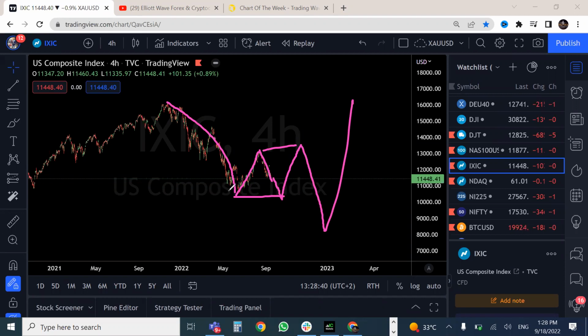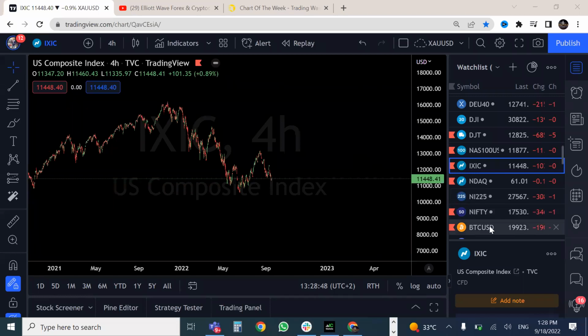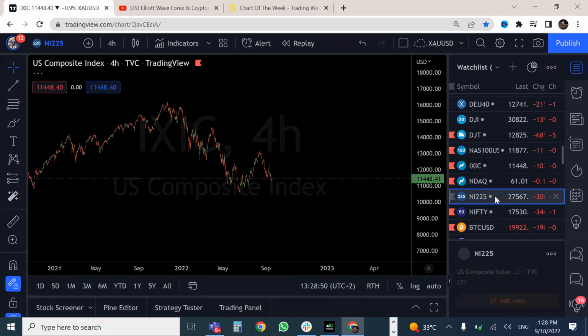So the reason why I'm looking for these pairs to break the low here is that that will confirm that we're going to get this next leg to the downside. That is the NASDAQ and the Nifty.